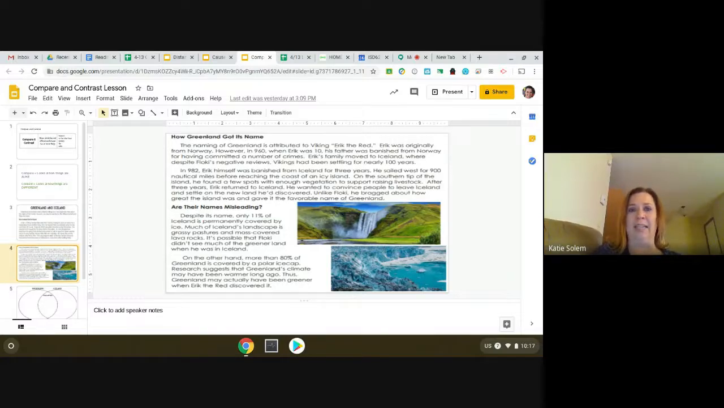Are their names misleading? Despite its name, only 11% of Iceland is permanently covered by ice. Much of Iceland's landscape is grassy pastures and moss covered lava rocks. It's possible that Floki didn't see much of the greener land when he was in Iceland. On the other hand, more than 80% of Greenland is covered by a polar ice cap. Research suggests that Greenland's climate may have been warmer long ago. Thus, Greenland may actually have been greener when Eric the Red discovered it.